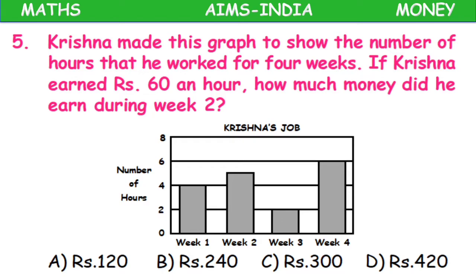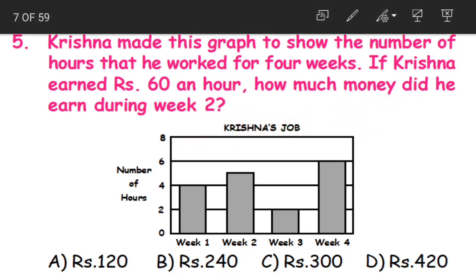Next question 5. Krishna made this graph to show the number of hours that he worked for 4 weeks. If Krishna earned 60 rupees an hour, how much money did he earn in week 2? Now what are they saying here? Our Krishna here has a job. He has a job and he made this graph to show the number of hours that he worked.